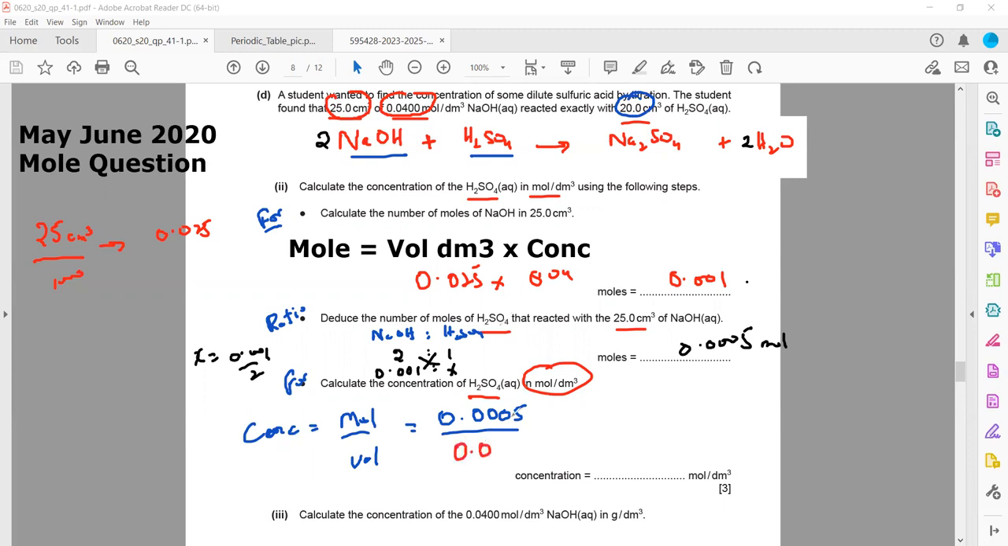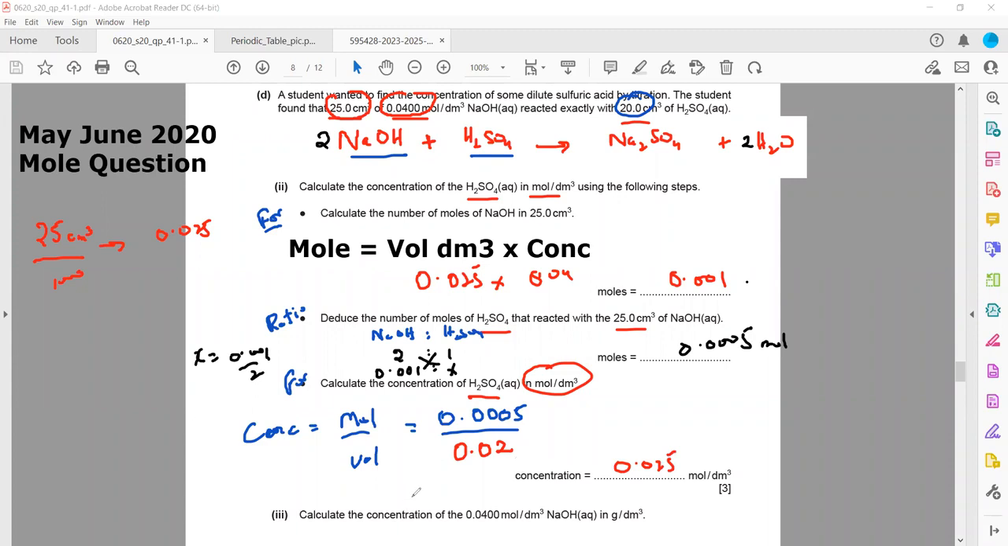So it will be 20 divided by 1000, so 0.02 will be there. So when you divide 0.0005 by 0.02, what's the answer? That will be the concentration. So it will be 0.025. So the concentration is 0.025.